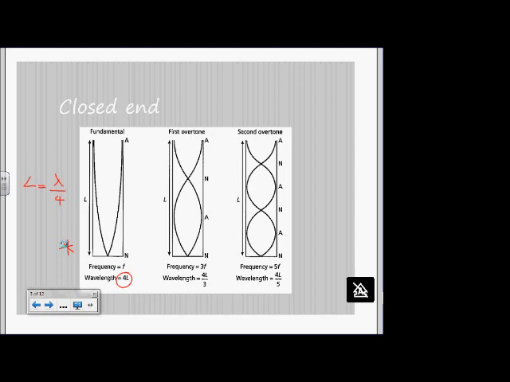Now, when we look at the next possibility, because we have to have a node there and we have to have an antinode there, we can't have the possibility that L equals lambda over 2. Because if you had L equals lambda over 2, you'd be saying something like that, that you got a node there and you got a node there. Impossible. So that one doesn't occur in this type of situation with an open pipe.